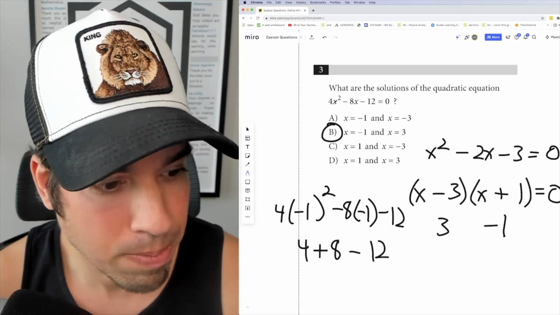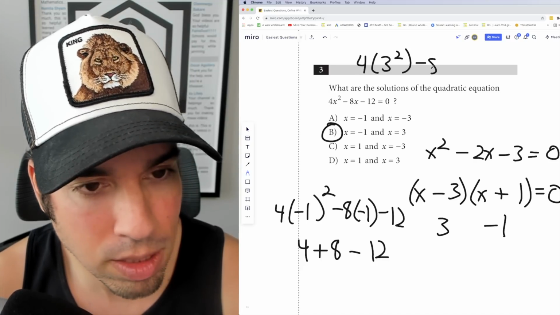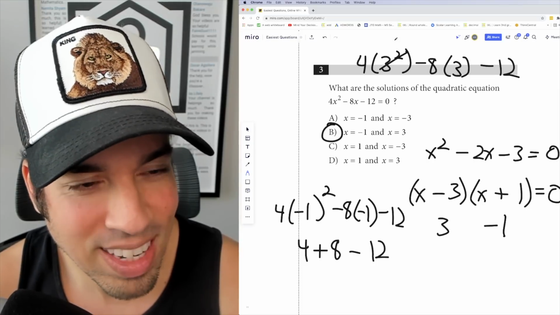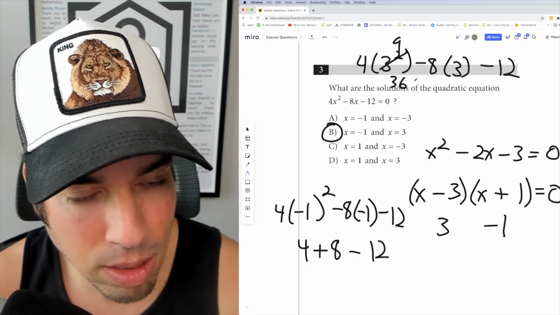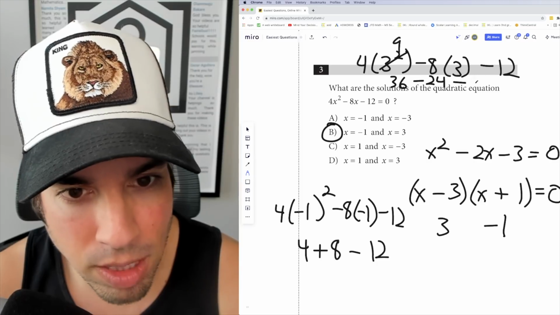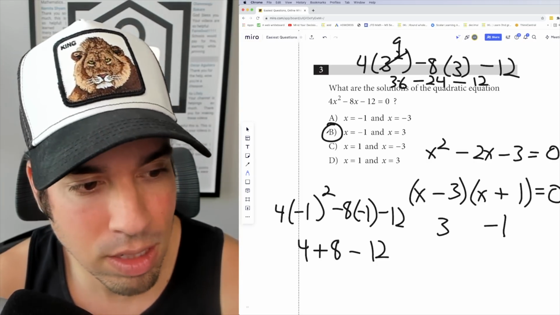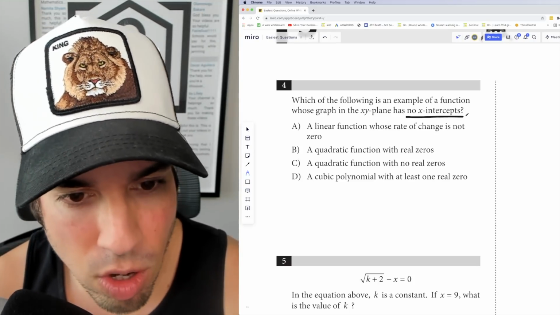Now let's try 3. So again, 4 times 3 squared minus 8 times 3 minus 12. This becomes 9 times 4 is 36, minus 8 times 3, which is 24, minus 12. 36 minus 24 is 12, minus 12 is indeed 0. Boom. Done.